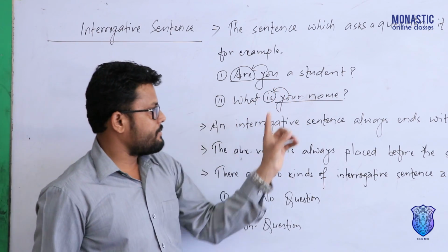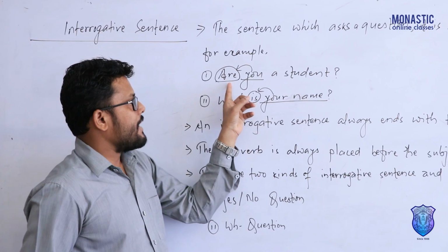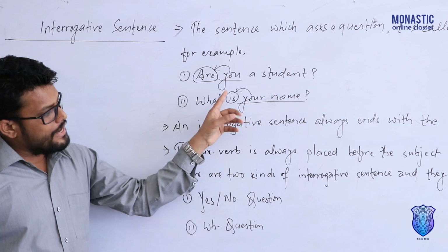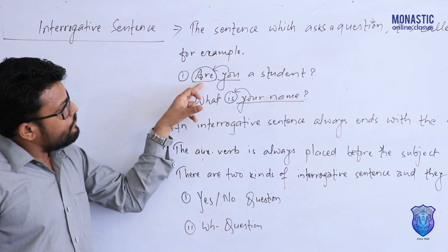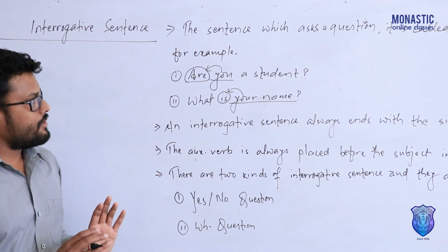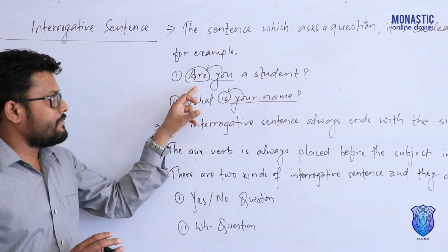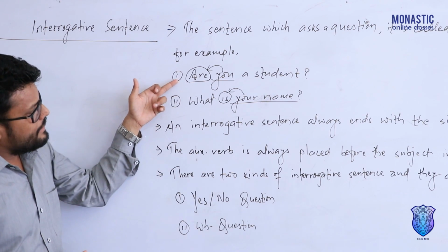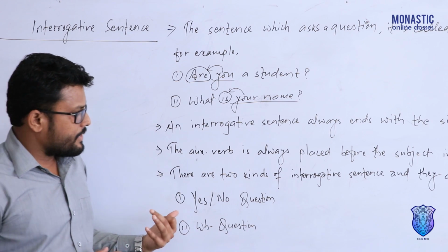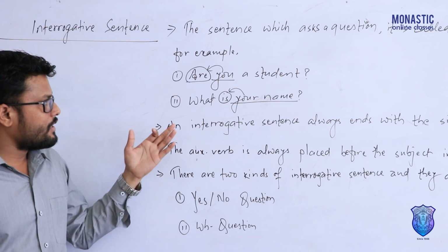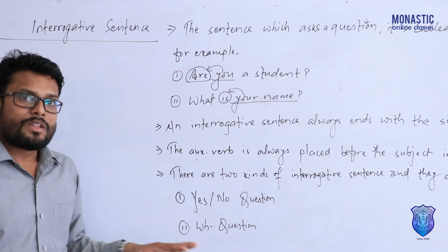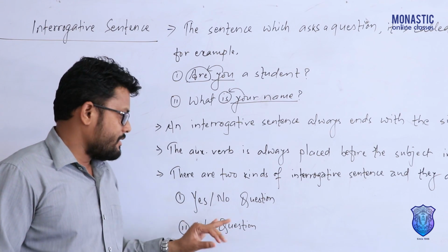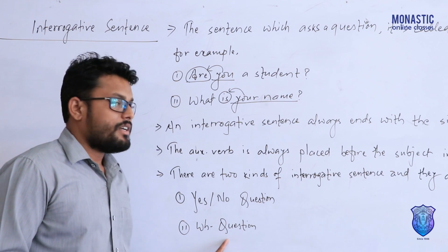Another feature of the interrogative sentence is that the auxiliary verb is always before the subject. Next, a question can start from an auxiliary verb or from a WH word. If it starts with an auxiliary verb, it becomes a yes/no question. If it starts with a WH word, it becomes a WH question. In this way, an interrogative sentence is of two kinds: yes/no questions and WH questions.